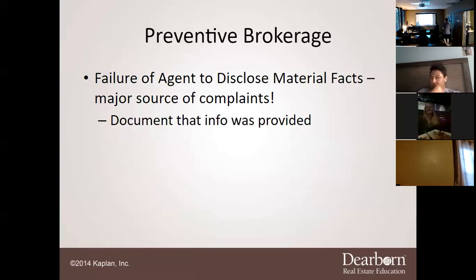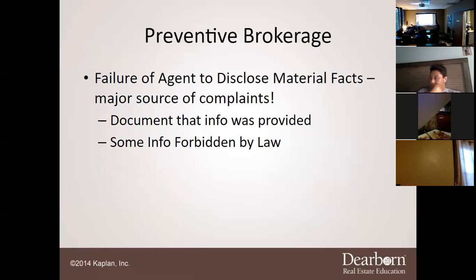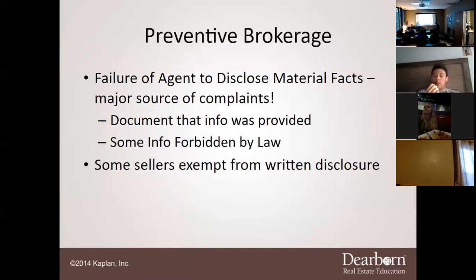So document that info was provided, and you should have some form of written documentation. Some sellers are exempt from the written disclosure notice. Remember the seller disclosure notice? Some are exempt from that. I believe we've covered that as well.